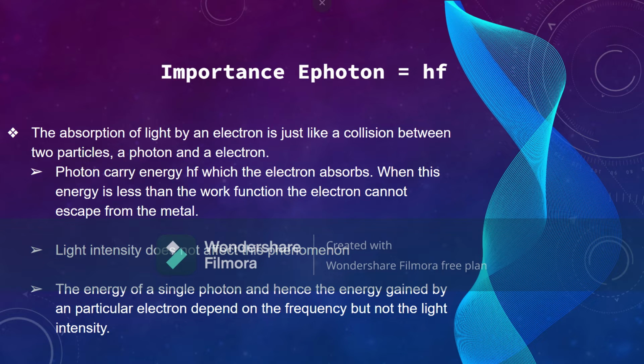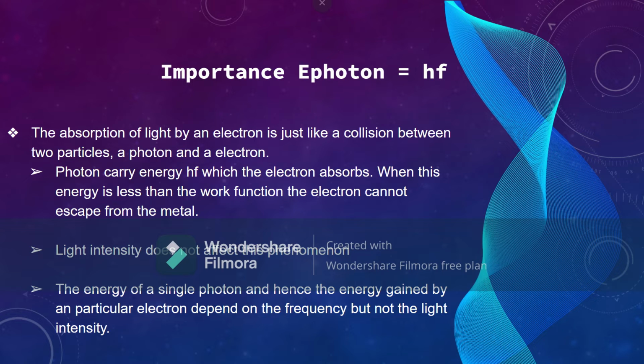The absorption of light by an electron is like a collision between two particles, a photon and an electron. The photon carries energy of hf, which the electron absorbs. When this energy is less than the work function, the electron cannot escape the metal, and light intensity does not affect this phenomenon. So we can conclude that the photon energy hf is very important for the photoelectric effect, which is significant to quantum mechanics about light.